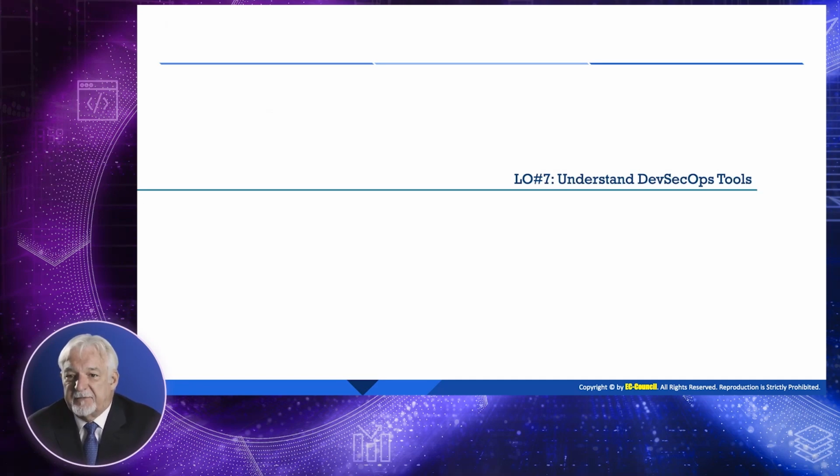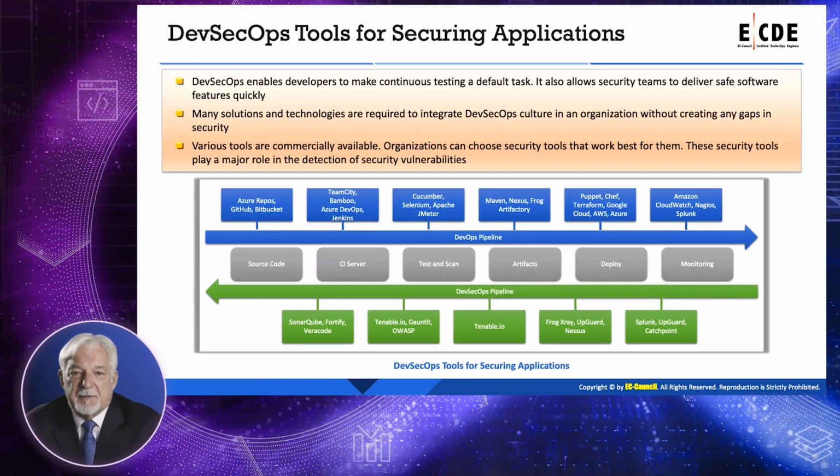And finally, lesson 7, understanding the DevSecOps tools. DevSecOps enables developers to make continuous testing a default or automated task. It also allows security teams to deliver safe software features more quickly. Many solutions and technologies are required to integrate DevSecOps culture into an organization without creating gaps in security. Various tools are commercially available. You also have free tools out there that you can use. Organizations can choose security tools that work best for them. These security tools play a major role in the detection of security vulnerabilities.